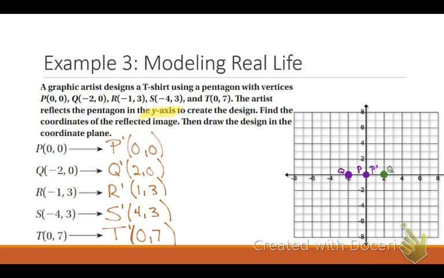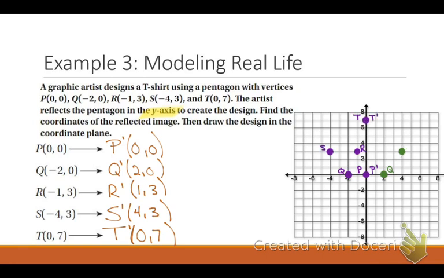Just plot your points. That's all I want you to do. Do not connect any points yet. Let's go ahead and get the rest of the points. Point R, point S, and point T. And then we come back down the other side, R, S, and T.